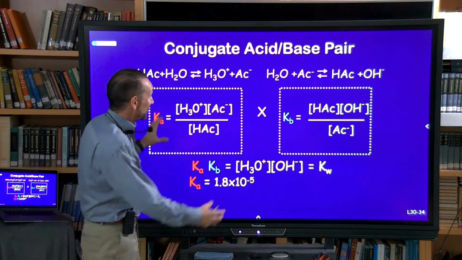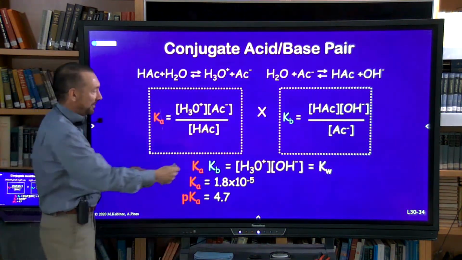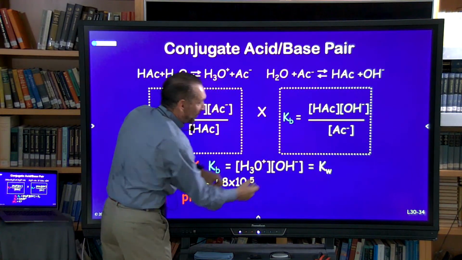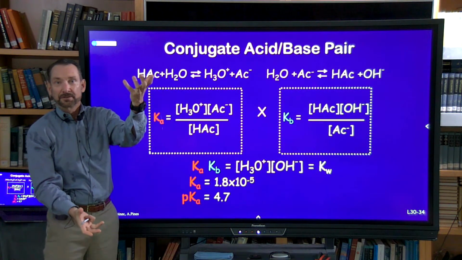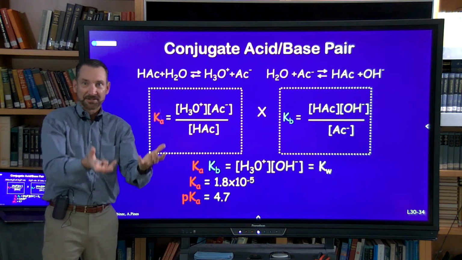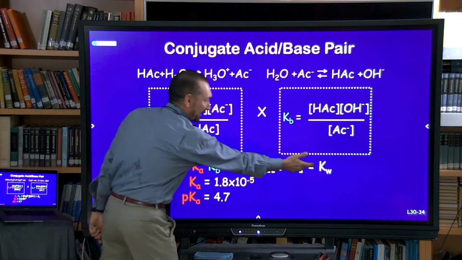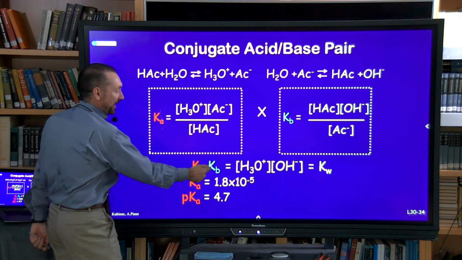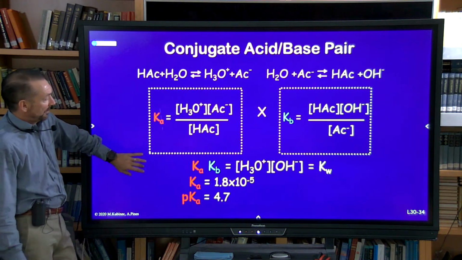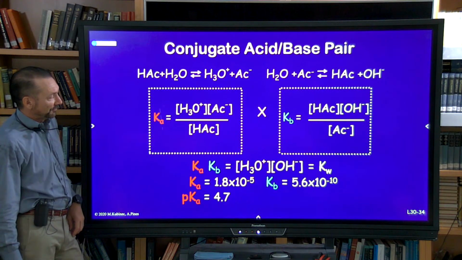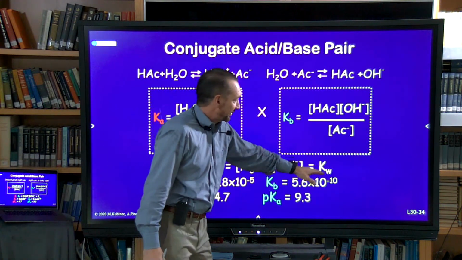And you can see that links the weak acid with its weak base. The interplay between these two tells you why the weaker the conjugate acid, the stronger the conjugate base, because those Ks are linked together. When one gets bigger, the other gets smaller. They're linked by Kw, the autoionization of water. Autoionization of water is 10 to the minus 14.